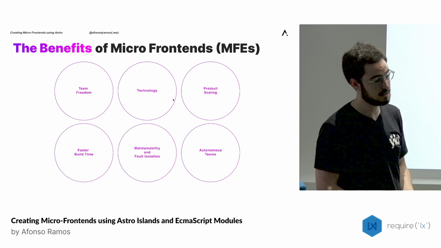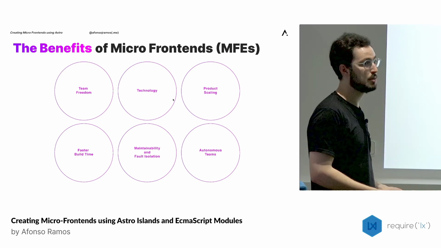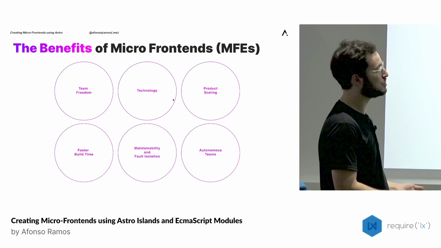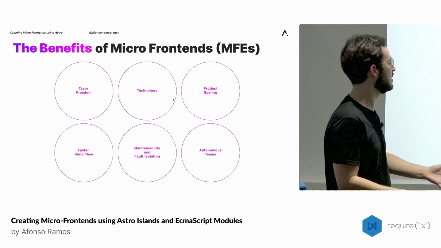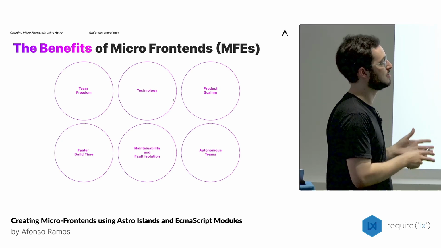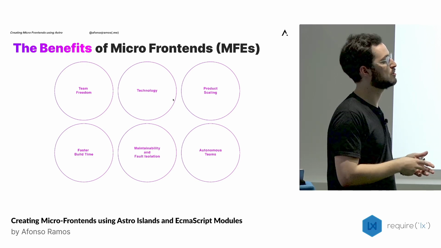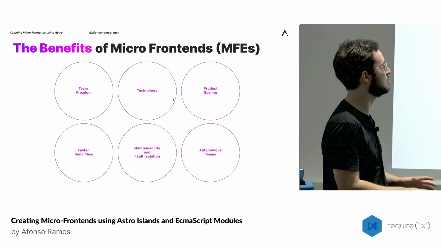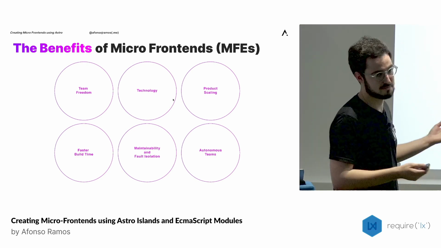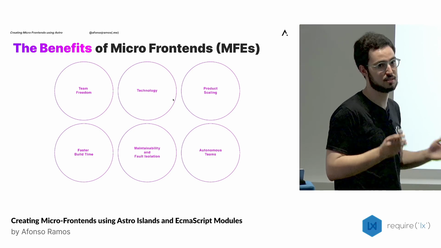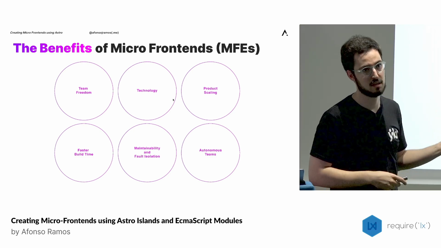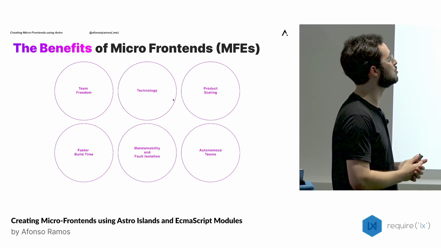Product scaling, yeah. Faster build time because you're working with a smaller code base, maintainability and fault isolation, smaller code base again, and fault isolation because if it's failing on one side, it's just on that side. That's your fault, just your fault. And autonomous teams. Deployment processes are their own. If one fails, you can also implement fallback components for these situations.